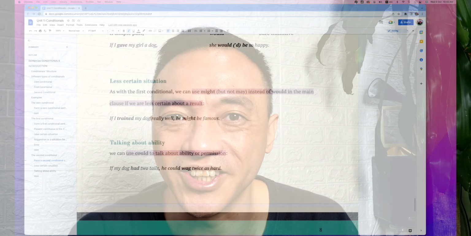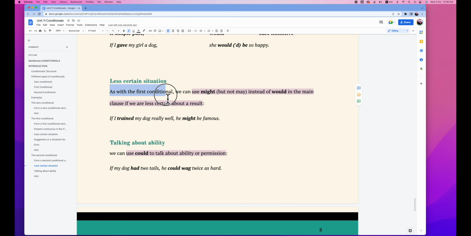What should we do if we are talking about a situation that is less certain? I mean part B is less certain to happen, even if the imaginary situation of A happens. Let's take a look. Similar to the first conditional, we use the modal verb might instead of would in the main clause. That means in part B, when the situation is less certain to happen. If I trained my dog really well, this is an imaginary situation of A, he might be famous. That's less certain that B will happen, so we use "might be famous."